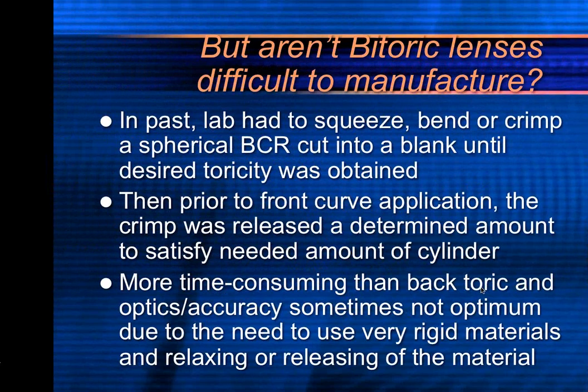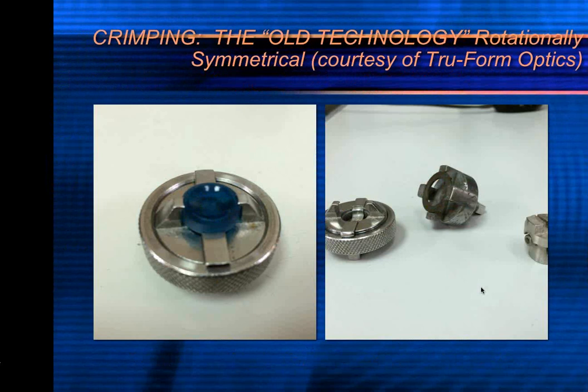So it was definitely more time consuming than making a back toric only, and the optics and the accuracy were sometimes not optimum due to the need to use very rigid materials, and also by this relaxing or releasing tendency of the material. They were also, and this was an influencing factor as well, more expensive than back toric lens materials. So this is the old technology courtesy of Trueform Optics, and you see some of the crimping devices on your screen. It doesn't appear to be the highest technology, and it wasn't. And over the last 10 to 15 years or so, it has gone away.